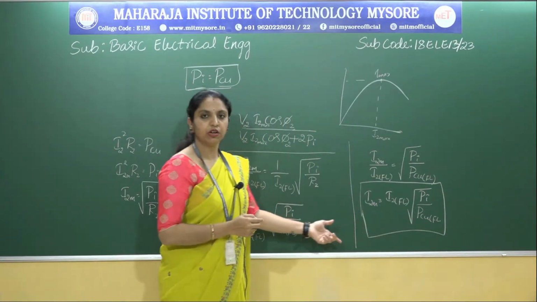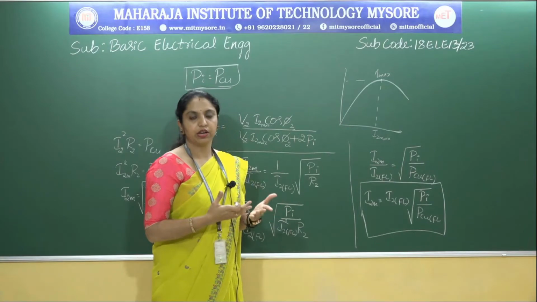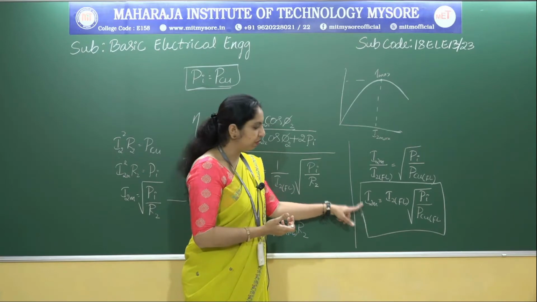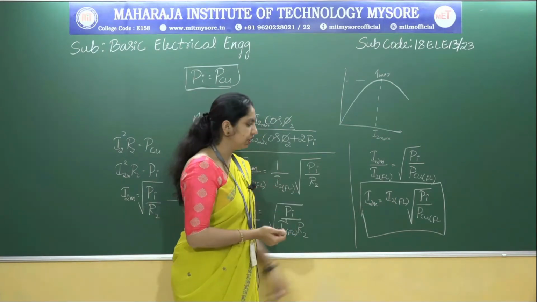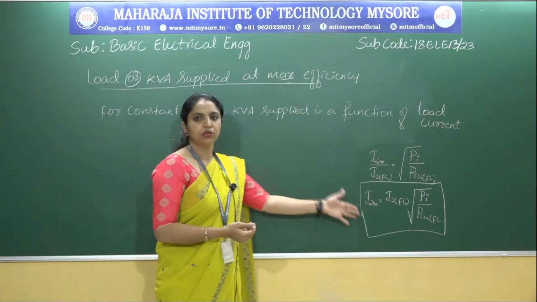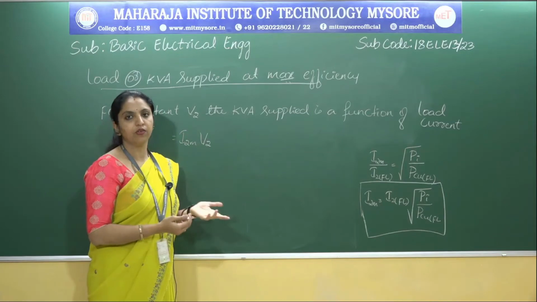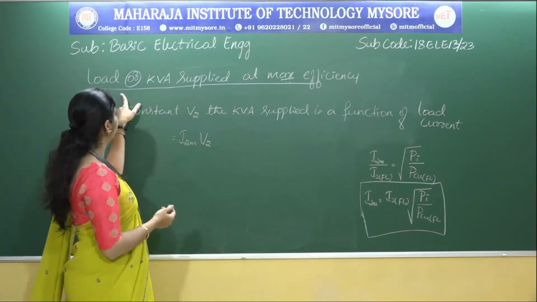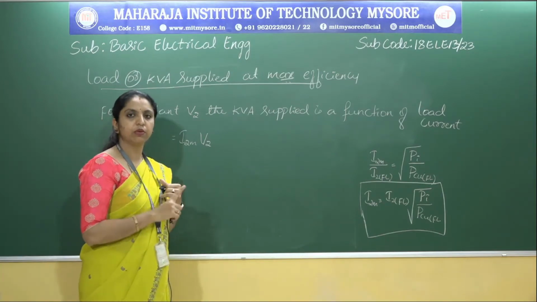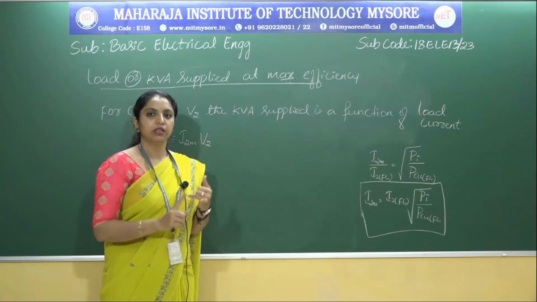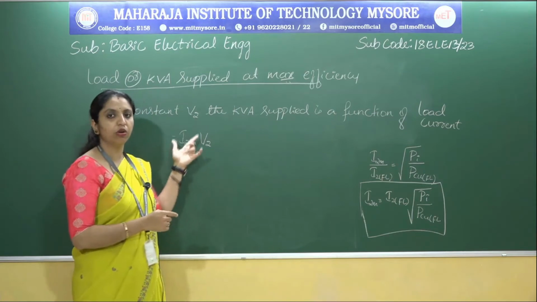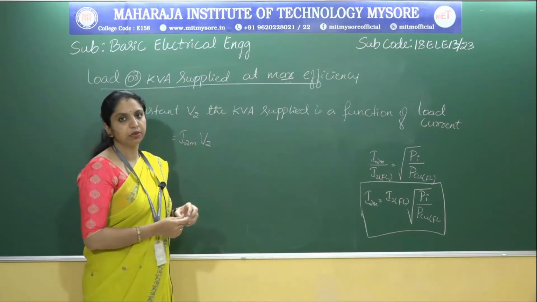What is this equation called? This equation gives the load current at maximum efficiency. Remember, I2 is nothing but the load current, and we have obtained the load current at maximum efficiency. After defining the full load current at maximum efficiency, we are going to consider the load or kVA supplied at maximum efficiency. So far you have learnt about the maximum efficiency equation and the load current at maximum efficiency.